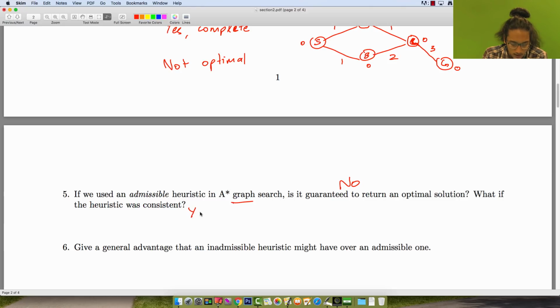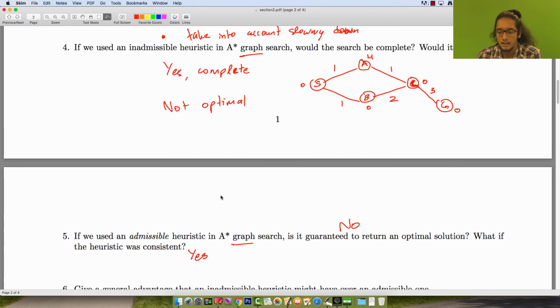So the answer for this is yes. And as a refresher, what is consistency? It basically means that in addition to being admissible, that is, in addition to underestimating all the true costs from each node to the goal, you must also underestimate the cost of each edge.